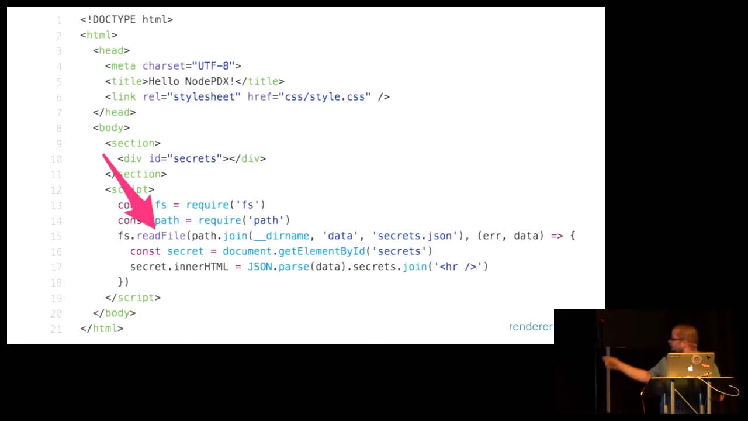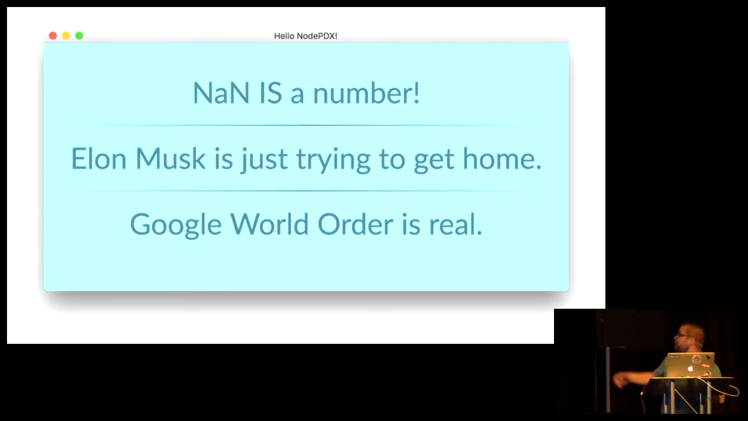And so here I'm just requiring a secrets.json file. And then a little bit lower, I'm using some DOM manipulation to concatenate all of them with HRs, and then throw them inside the div on line 10. And what this actually ends up looking like is something like this. Hello PDX, Node PDX.